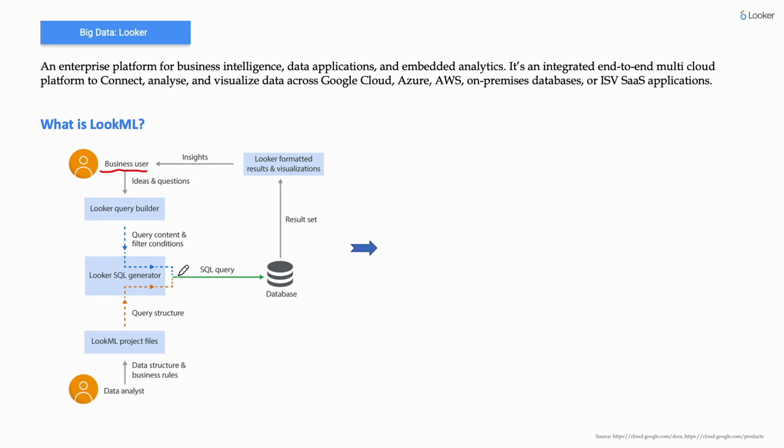Now, because it's a virtual semantic layer, it interprets that into, internally, a text file where that structure is written, which is part of the LookML project files. It's got data structure and business rules, a specific way to write that, but everything is in text files, and that SQL is generated. What's the benefit?